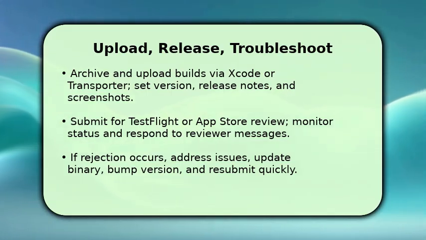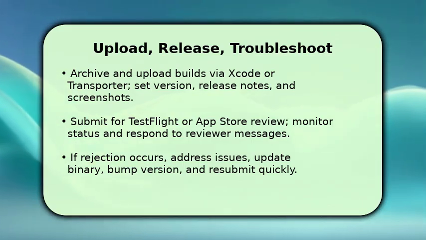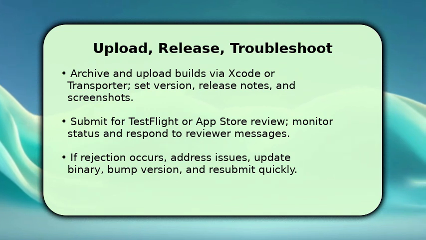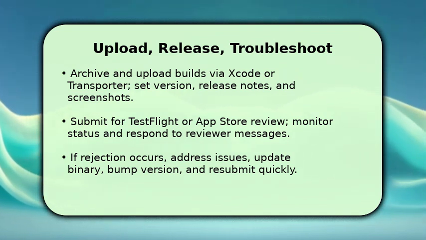If something goes wrong, like a rejection, read the rejection note, fix the offending issue, increment the build number, and reupload. A key troubleshooting tip: revoke and recreate certificates only if signing errors persist, then reinstall profiles.